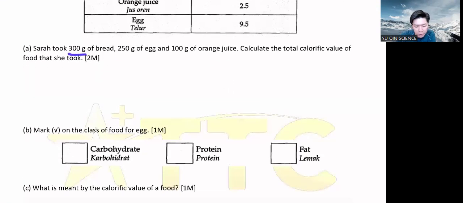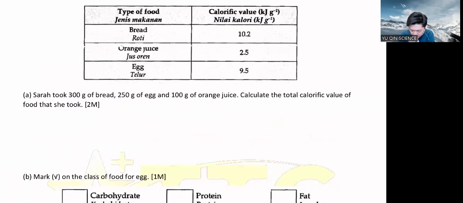So the question gives you the total amount of what the person ate, and then you just total up, simple maths. Everybody, very simple, just add up together. Calorie value equals, okay, first one, bread is 10.2 per gram, but I took 300 grams, so times 300, very simple maths. Sometimes they give you per 100 though.